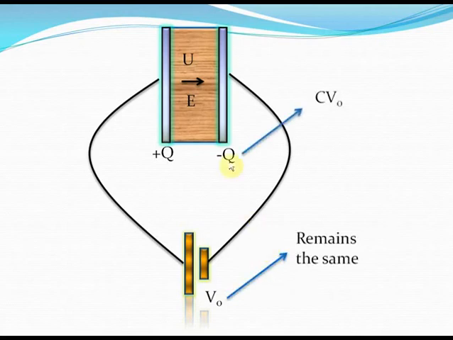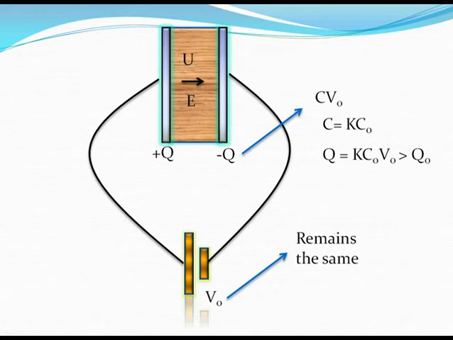The charge is C into V0, isn't it? But we know that the capacitance has now become K times C0, the initial capacitance, and the charge has therefore now become K times C0 V0, which is greater than Q0. This is because the charge earlier was C0 V0 and now the charge has become K times C0 V0, which is definitely greater than C0 V0. Hence the new charge Q is definitely greater than the earlier charge Q0.